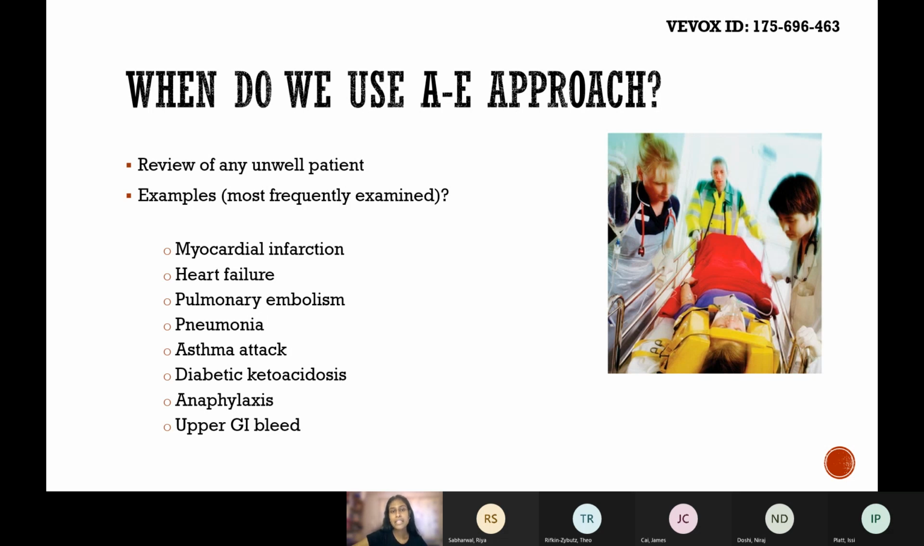Exactly. Essentially, it's when you're reviewing any kind of unwell patient. So emergencies, that's bang on. Especially as a fourth year, when you're examined with ABCDE, it's often in very critical illness. Along those lines, can you think of any examples? What sorts of conditions, especially in exams, will require you to apply the ABCDE approach?